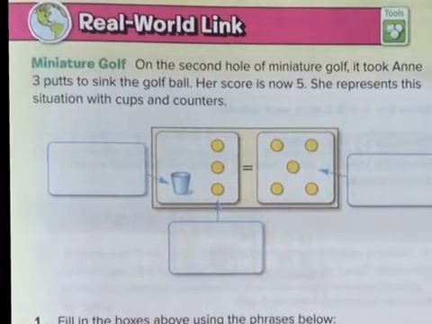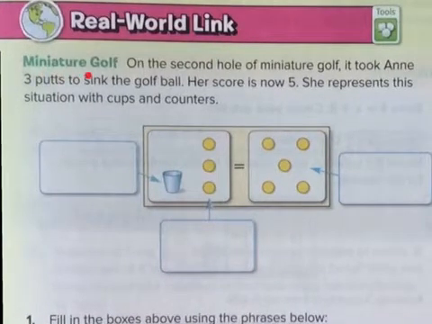Real life example, real world link. Miniature golf, okay, mini golf. On the second hole of a miniature golf, it took Anne 3 putts, okay, so 3 hits, to sink the golf ball. Her score is now 5. She represents this situation with cups and counters, okay?